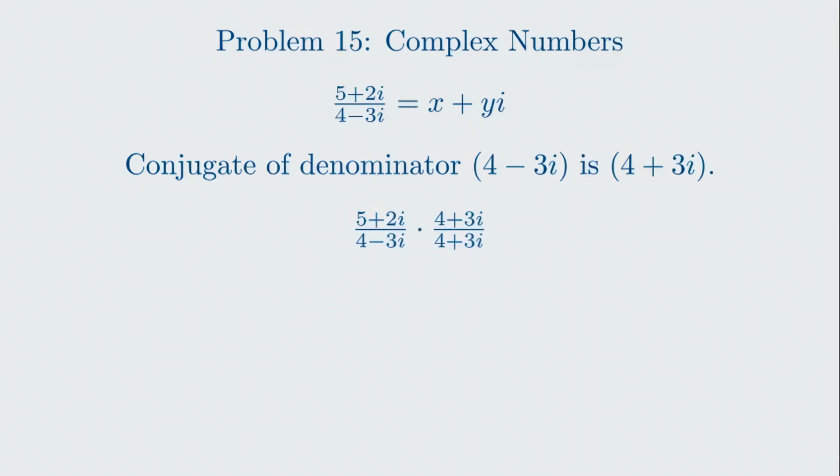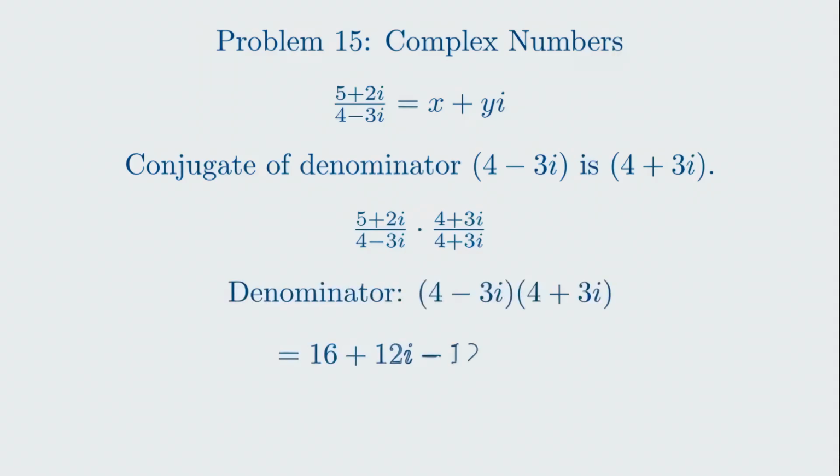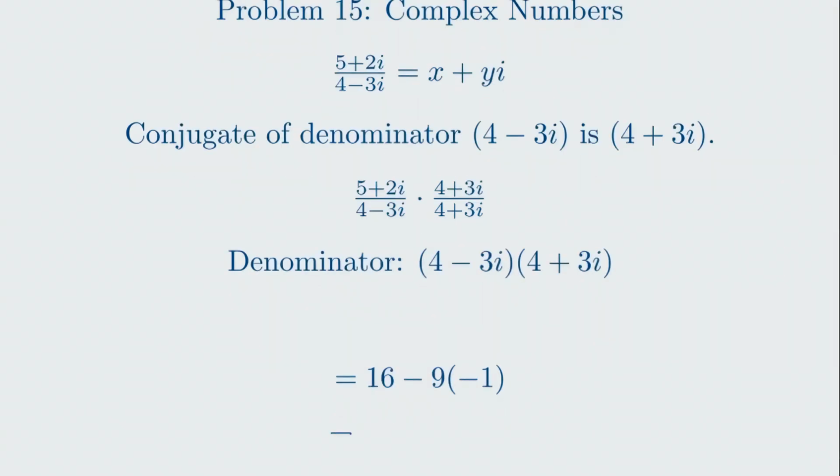Let's first calculate the new denominator using the FOIL method. First, 4 times 4 is 16. Outer, 4 times 3i is 12i. Inner, negative 3i times 4 is negative 12i. Last, negative 3i times 3i is negative 9i squared. The middle terms, 12i and negative 12i, cancel out. The i squared term simplifies to negative 1, so negative 9i squared becomes negative 9 times negative 1, which is positive 9. Our denominator is 16 plus 9, which is 25.